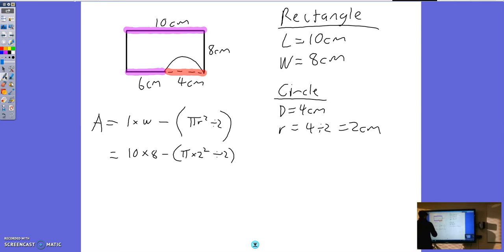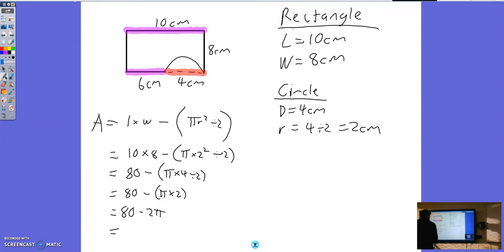Now we just simplify. 10 times 8 is 80, minus, going to leave the brackets in there, pi times 2 squared is 4, so pi times 4 divided by 2 equals 80 minus pi, 4 divided by 2 is 2, so it's going to be pi times 2, equals 80 minus 2 pi. Now, while this would be the exact form, if you want it to 2 decimal places, we're going to bring up our calculator.